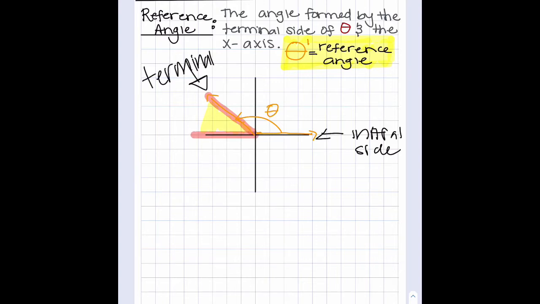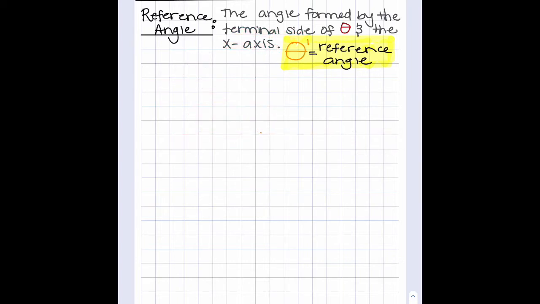So it says the angle formed by the terminal side of theta and the x-axis. This is the terminal side of theta and the x-axis. And this area here, that's your reference angle. We'll get more into where that reference angle lives. But from here on out, I will be referring to the reference angle as theta prime, as you see here. Theta prime means another theta, not the regular theta, but a second theta. Okay. All right, let me erase that real quick.